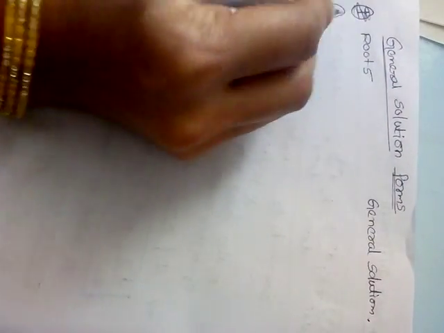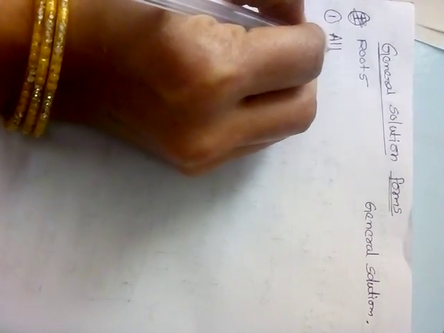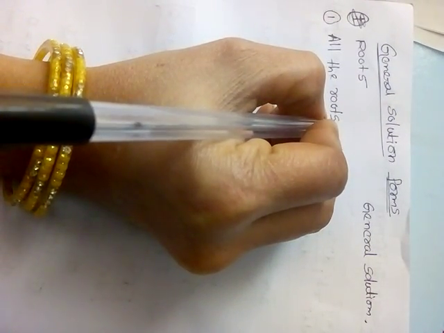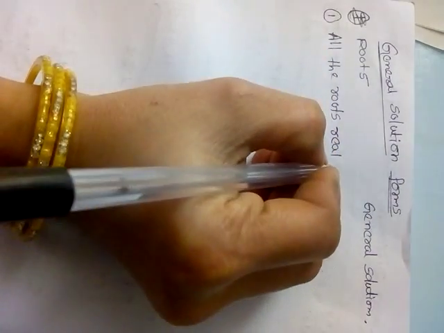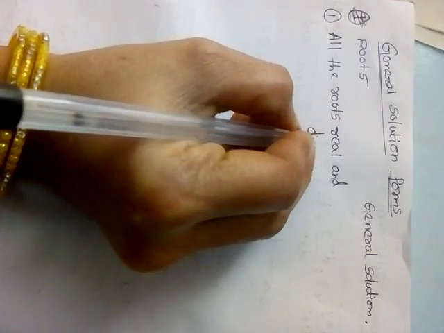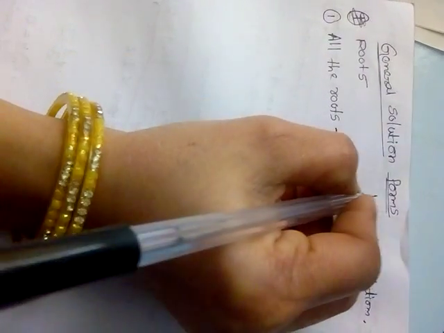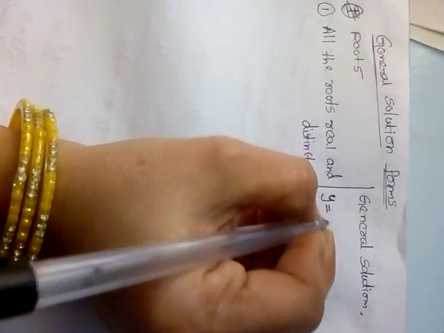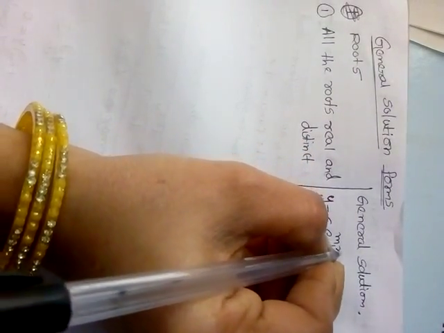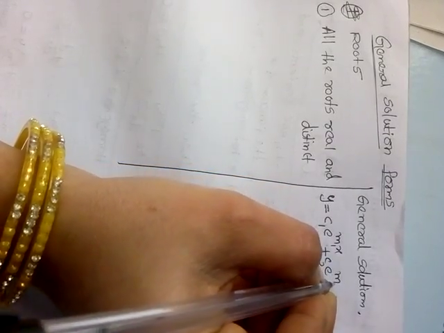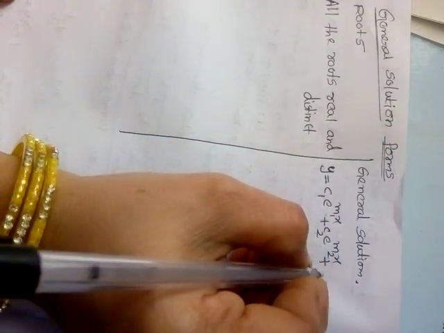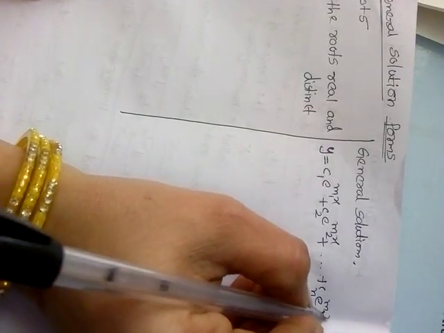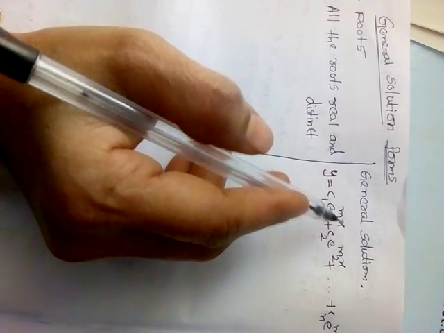First, if all the roots are real and distinct, then the general solution is y = c1 e^(m1 x) + c2 e^(m2 x) + ... up to the nth root, cn e^(mn x). This is one type of general solution form.